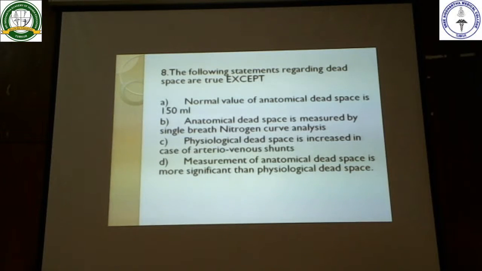It is the place where the gaseous exchange does not take place. So you have two types of dead space. One is the anatomical dead space. In some diseases of the alveoli, or because of decreased blood flow, some alveoli do not take part in gaseous exchange, so the alveolar dead space is added to the anatomical dead space. Normally the alveolar dead space is the same as the anatomical dead space. The anatomical dead space is measured by single breath nitrogen curve analysis.